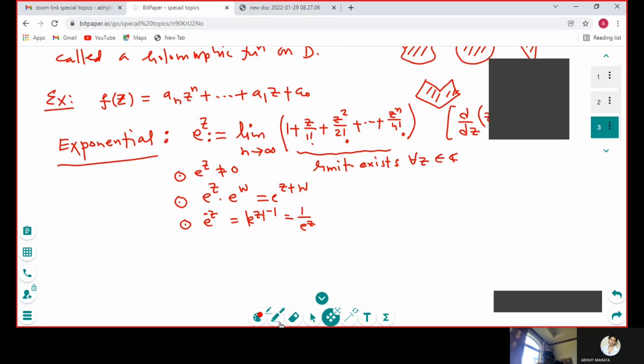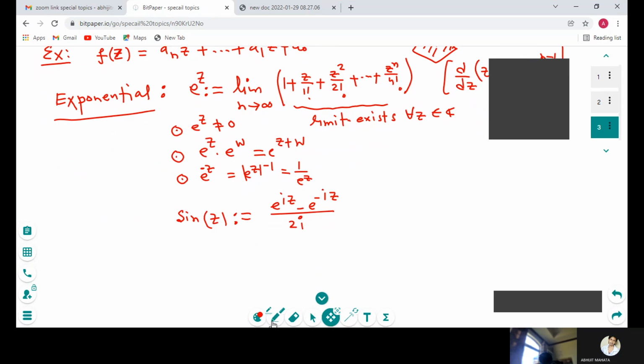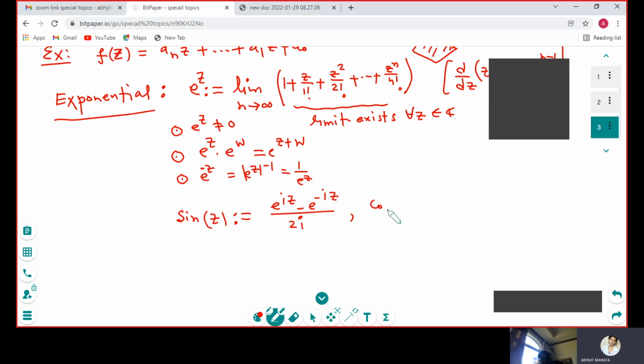Now, once you know e to the power z, you can define sin z. The definition is: sin z equals e to the power iz minus e to the power minus iz, divided by 2i. And what will be cos z? This will be e to the power iz plus e to the power minus iz, divided by 2.